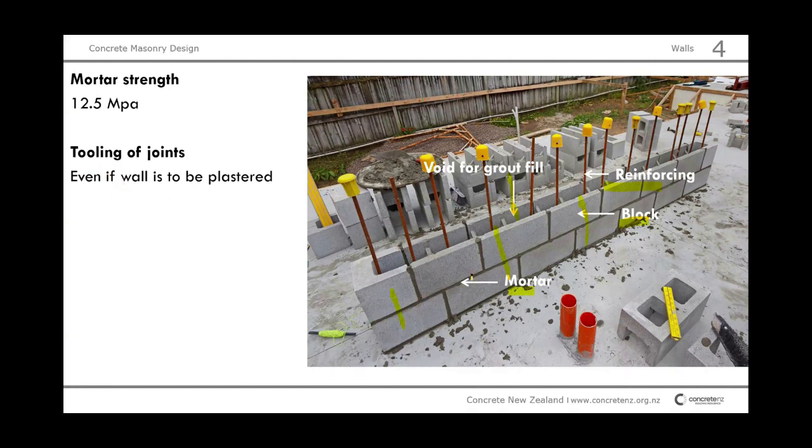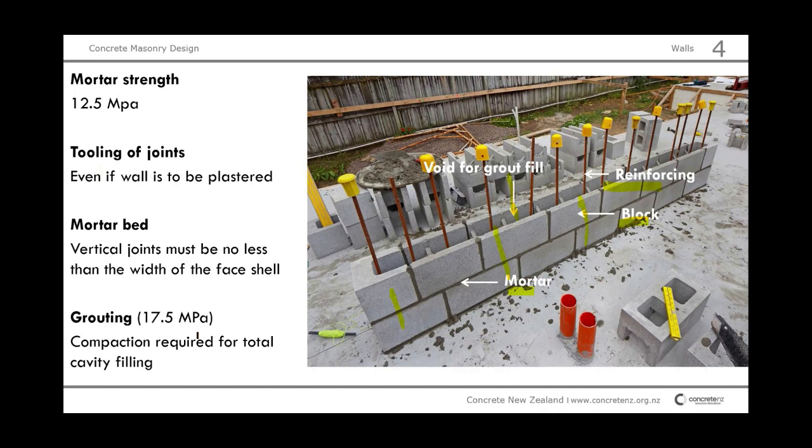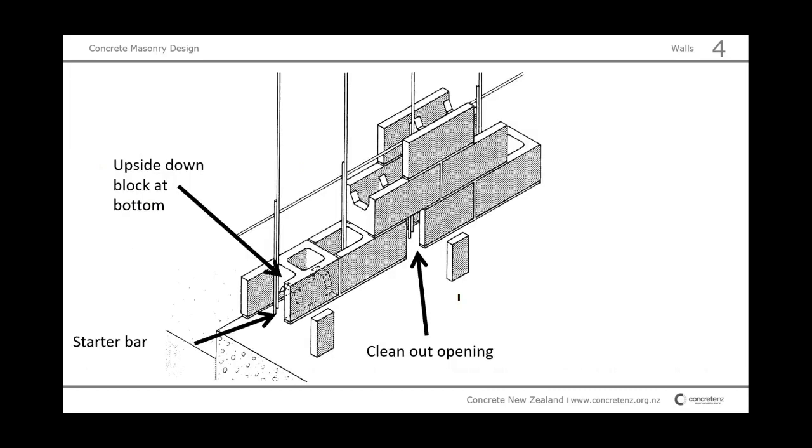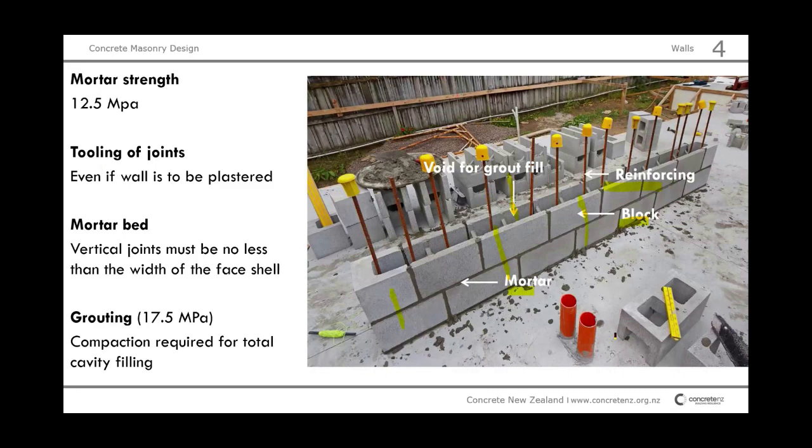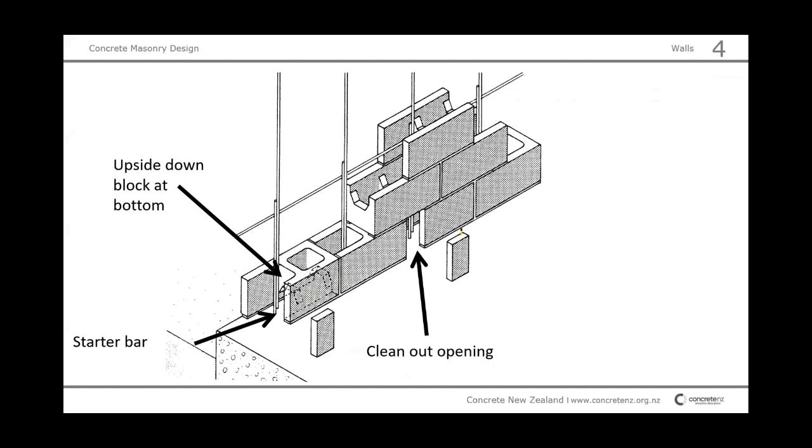It is important to tool the joints, even if you apply a weather tightness system like an EIFS later on. They always need to be tooled to ensure it's compressed and performing as it should. The thickness of the mortar should always cover the entire face shell thickness. And the grout is the strongest part because that bonds the rebar and the blocks together. As you can see on this one, there's an upside down block. That is the first row here, to create better bond with the slab.